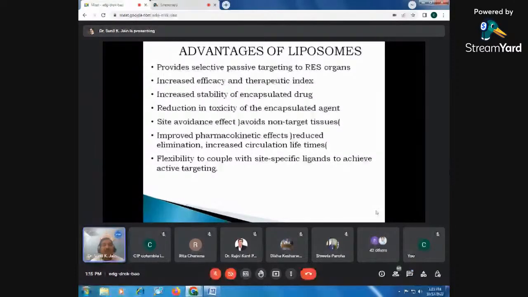One more point is you can encapsulate a variety of drugs. Means you can encapsulate solid particles. You can encapsulate liquid drugs. You can encapsulate hydrophilic drugs. You can encapsulate hydrophobic drugs. So liposomes encapsulate a variety of drugs, and it also gives an opportunity to tag with different ligands for selective targeting to different organs.